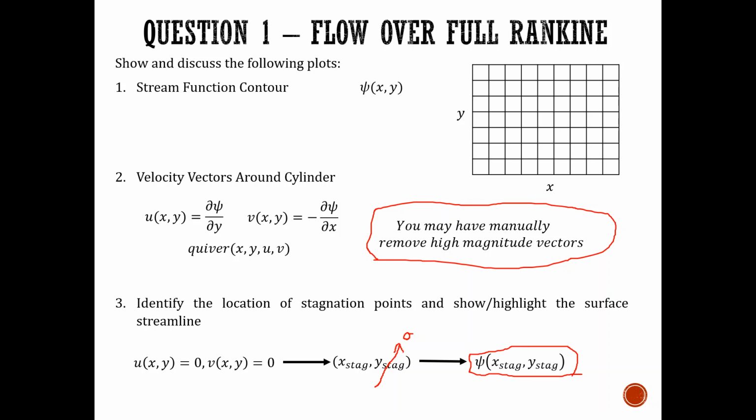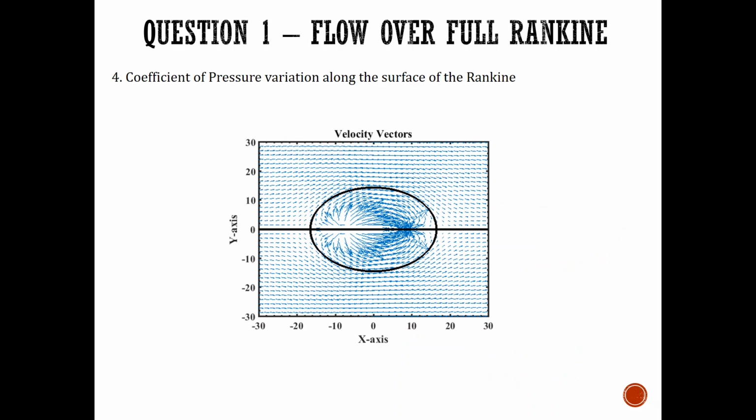So once you know that value, that magnitude of the surface streamline, then you can ask MATLAB to basically highlight that, right? So there are ways you can do that so that you can actually see it. So the next is coefficient of pressure and velocity variations.